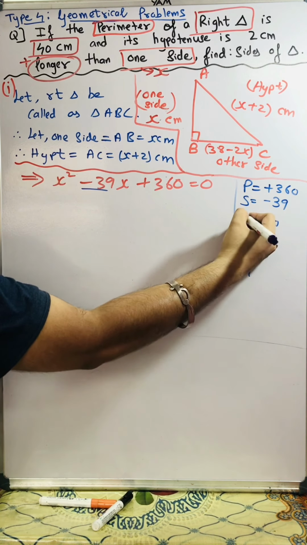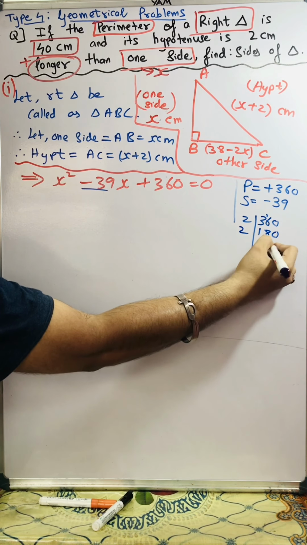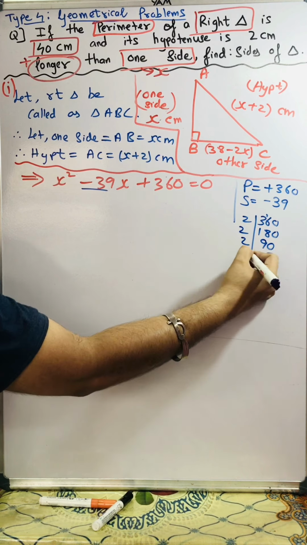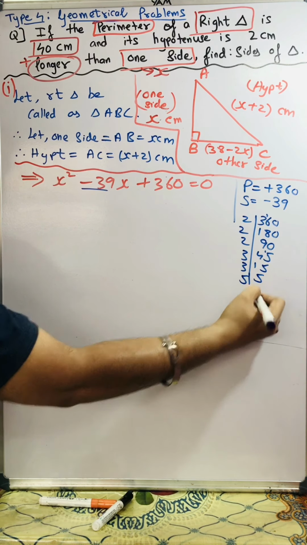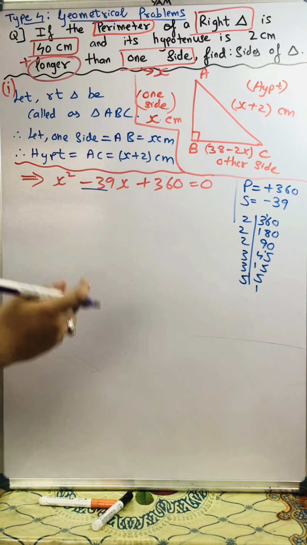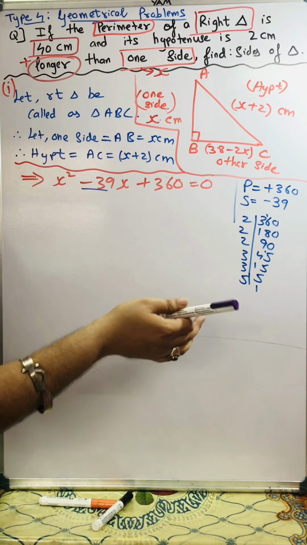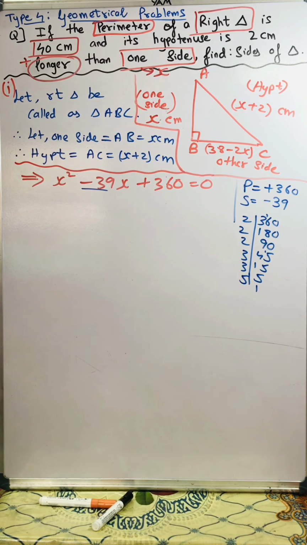360. Okay, 2 1s are 2, carry 1, 2 8s are 16, 0s are 2 9s are 18, 2 45s are 3 1s are 3, 3 5s are 15. Now we need to make the pairings. It can be achieved only by trial and error. Two numbers such that if we add the two numbers, if we sum it up, we should get minus 39. Okay, so now let's try up the pairings now.